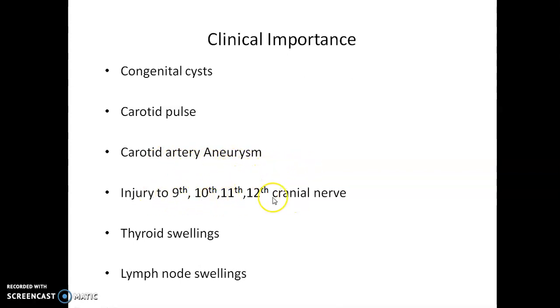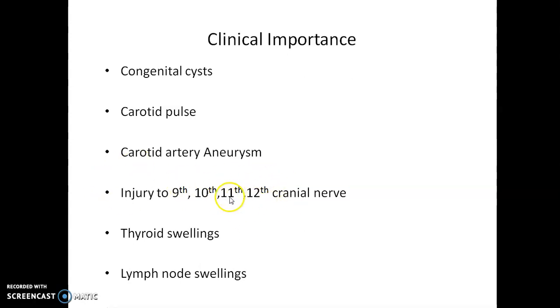Then injury to these nerves, the 9th, 10th and 11th cranial nerves, will have their own symptoms. 9th cranial nerve, the glossopharyngeal. So what symptom can you have? Difficulty in swallowing. 10th cranial nerve, the vagus nerve, supplies the GIT. So you can have indigestion. The 11th cranial nerve supplies two muscles, which are the sternocleidomastoid and trapezius.